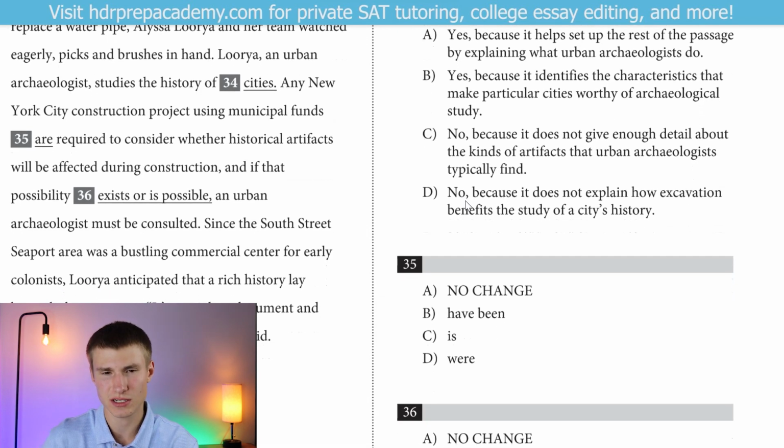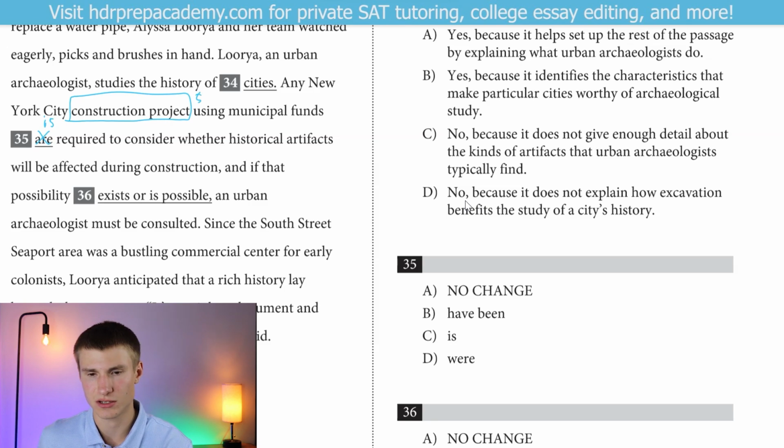And then we have: any New York City construction project using municipal funds. This has to be is required. How do I know it has to be is? Well, it has to be singular. How do I know it's got to be singular? Well, I know I'm referring to any New York City construction project. Construction project, singular, therefore the verb has to be singular. Answer there has to be is.